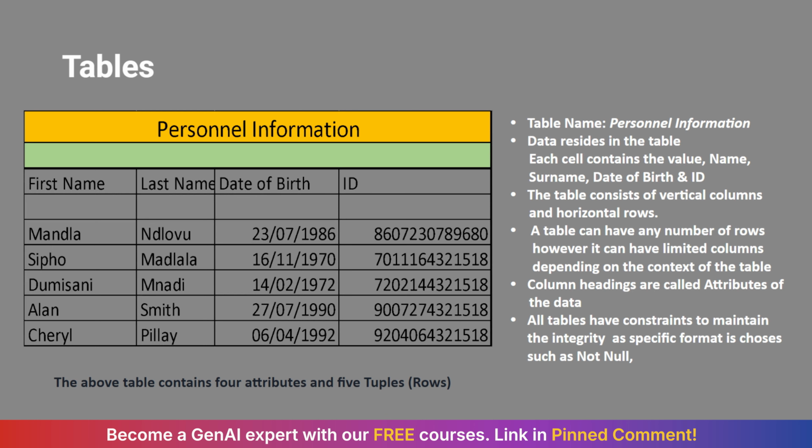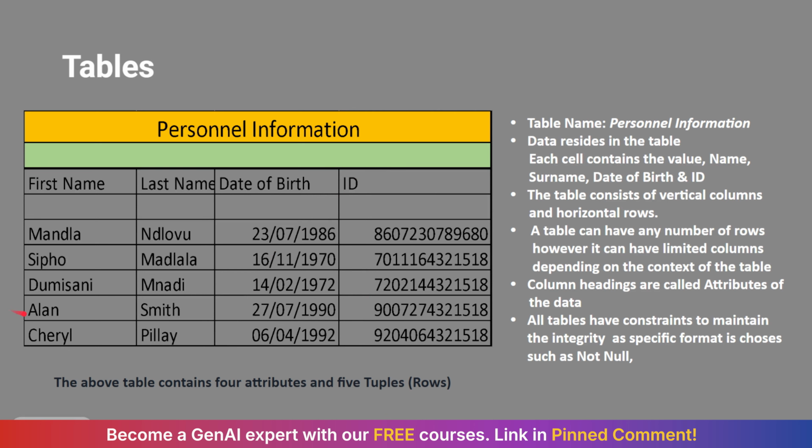In the table part, you can see this is my particular table. I have first name, last name, date of birth, and ID. The table name is personal information. Data resides in the table. Each cell contains a value: name, ID, surname, and date of birth. These are the column headers that we have. First name is one column, last name is one column, date of birth is one column, ID is one column.